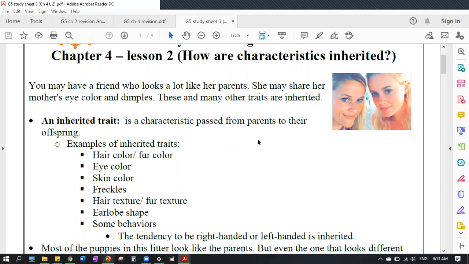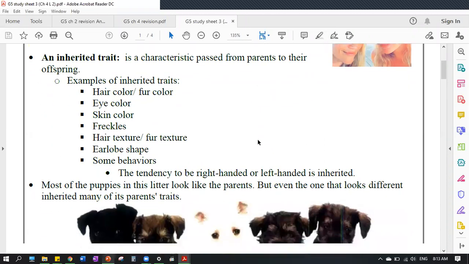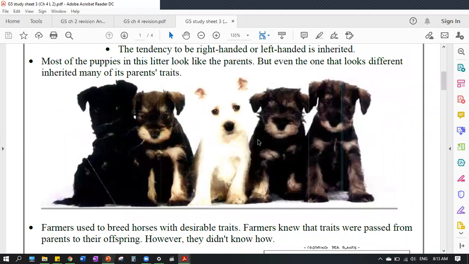Okay, guys, so in chapter 4, lesson 2, we started with how we get all the features and how we inherit them from our parents. And we said inherited trait was the first word you learned in this lesson. Inherited means it's something we get from our parents, it's passed to us from our parents. So when I say inherited characteristics, it means a characteristic passed to us from our parents, like the eye color, the hair color, the skin, having freckles, the hair texture, okay? The dimples, ear shape, some behaviors and stuff like that. Writing with your right hand or left hand. This is also something we inherit from our parents.